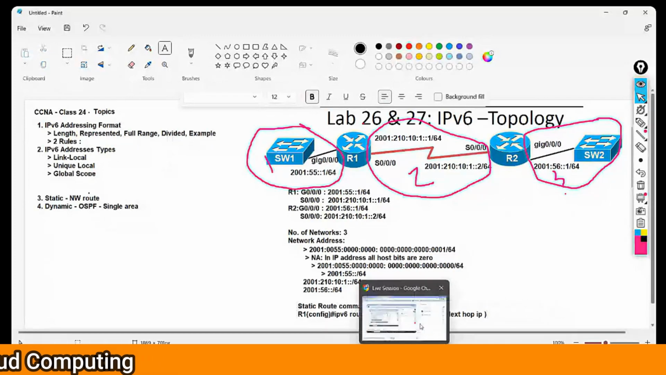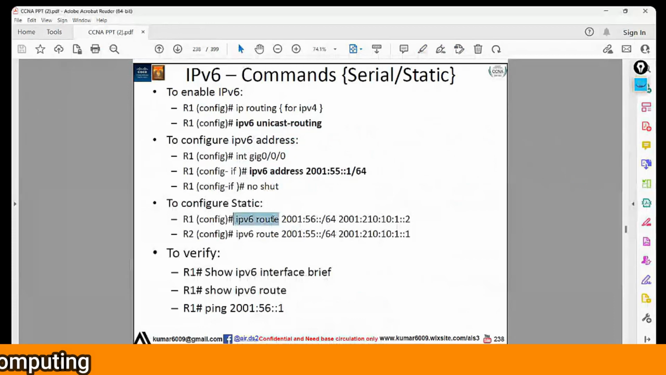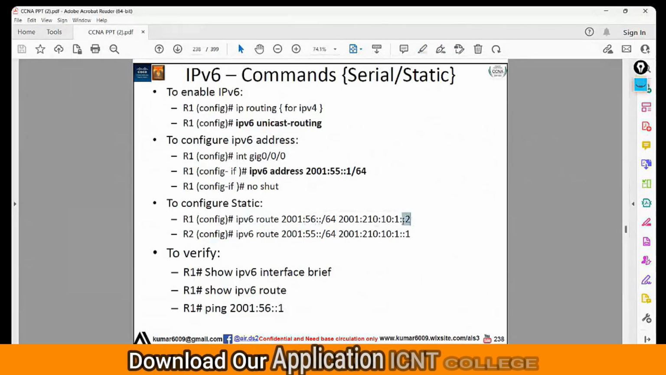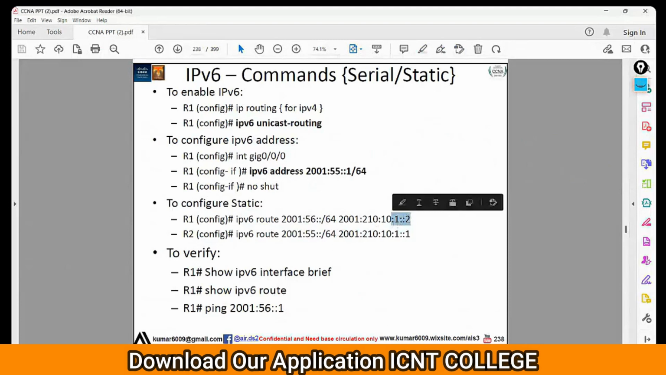You understand this. You want to go to 56. You remember 56, 54? So R1 is saying if you want to go to 56, 55 is the next device. Same way R2 is saying if you want to go to 55, the same command. Wherever it was IP route, now it is IPv6 route. Now this is actually static.